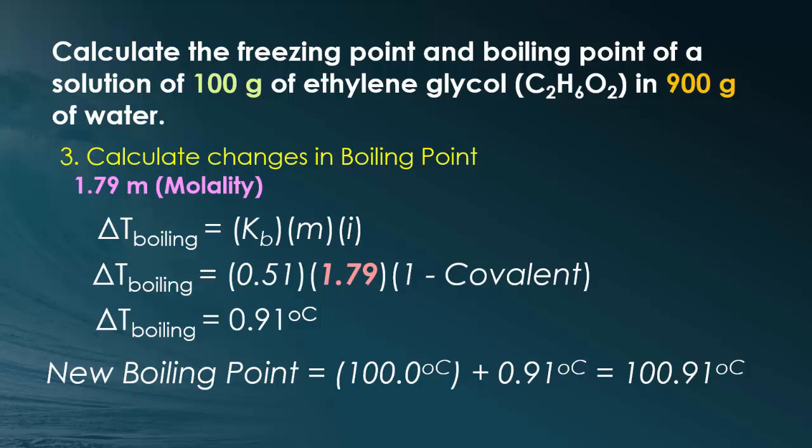Now you may be saying, why are we not subtracting? Well, boiling point elevation means you are increasing the boiling point by elevating it. And a freezing point depression means that it is going to be less.